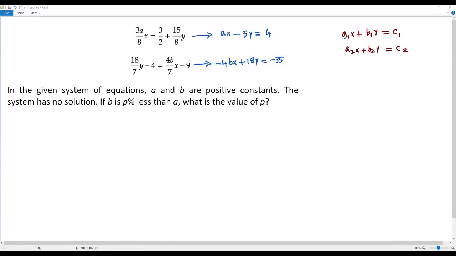Now, let me get the ratio of the coefficients of x. Then I'm getting a1 over a2. And the ratio of the coefficients of y, that is b1 over b2. And the ratio of the constant terms, c1 over c2.